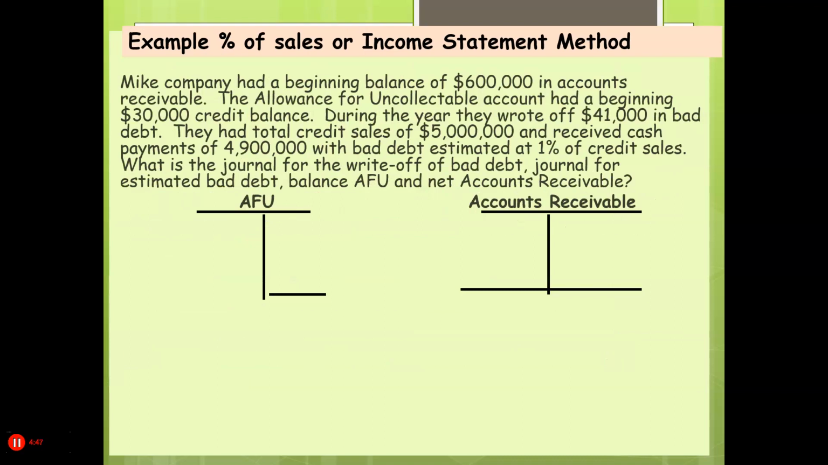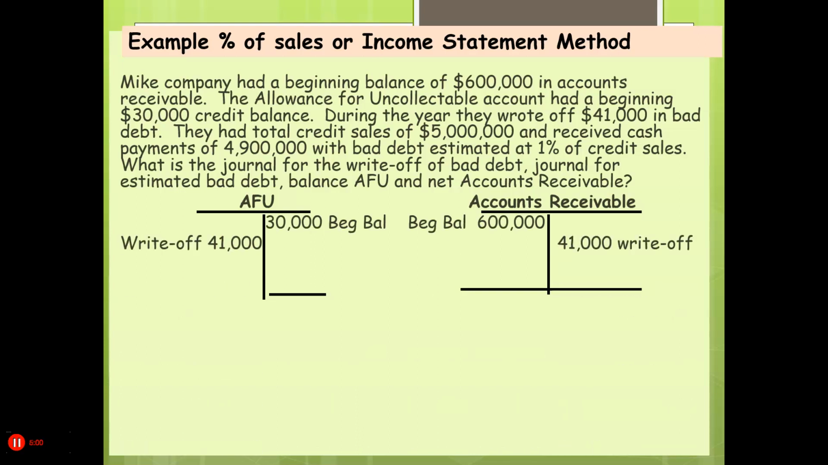Now, I like to do T accounts, okay? I still do them. It really does help visualize for you what's going on, especially when you've got all these accounts. So what I like to do is first put in our beginning balance, and then we had these write-offs, and then we had the sales and the payments.